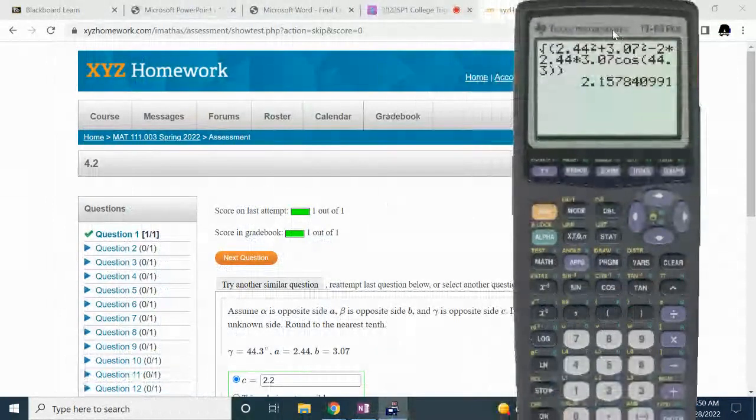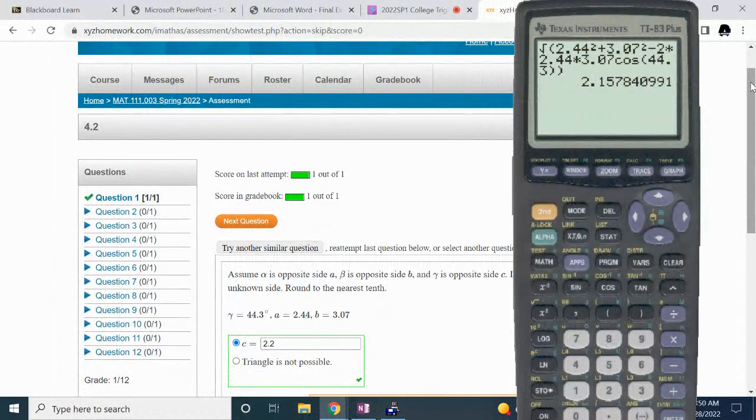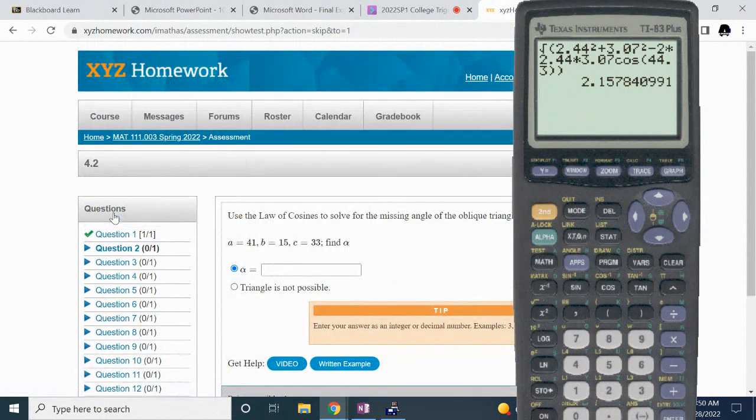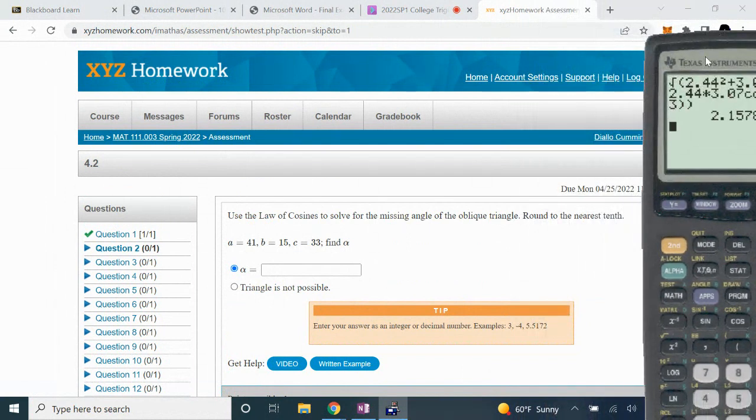All right, so we have 2.2 for number 1. Now we're going to take a look at number 2. It says to use the law of cosines to solve for the missing angle of the oblique triangle. And here again, we're asked to round to the nearest tenth.